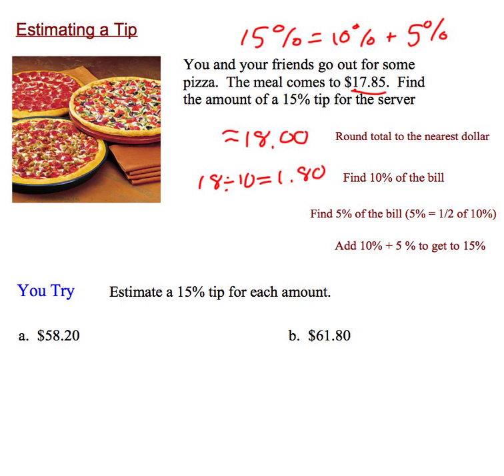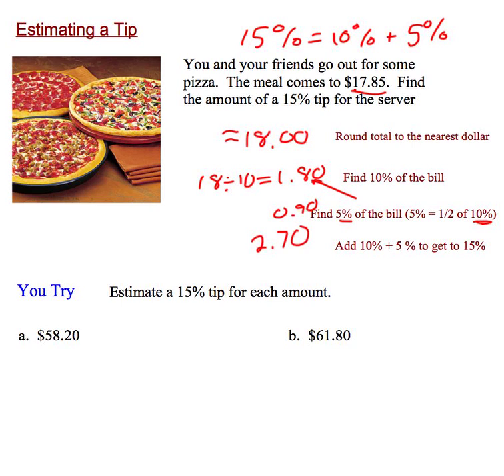$1.80. Now, that's only 10%. I'm not to 15%. But here's what's cool about this. 5% is half of 10%. We already know that 10% is $1.80. So all I have to do is find half of that, and I've got my 5%. Half of $1.80, 90 cents. Add it all together, and I've got $2.70.